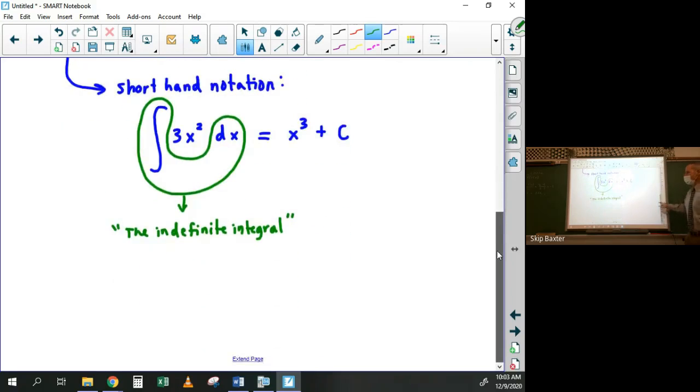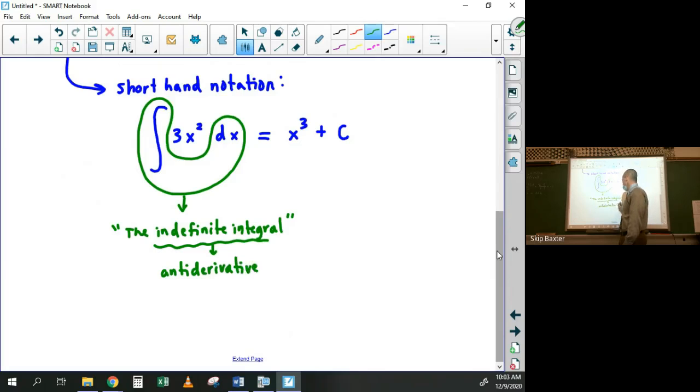All right, so if this symbol just means an indefinite integral, you can also just think of that as an antiderivative. It means the same thing. And technically, I really wouldn't say "the antiderivative" because it's not unique. I'd have to say "an antiderivative," instead of "the antiderivative."